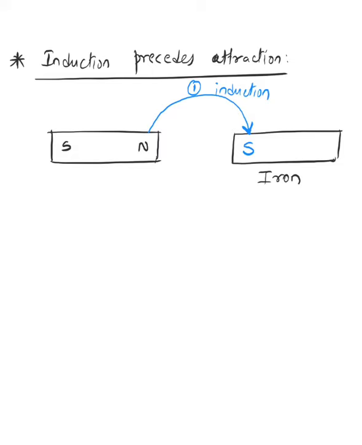Now, once it has turned into a South Pole, the South Pole will get attracted to the North Pole. So that is by attraction. Okay, so that's the difference. That's why they say induction precedes attraction, meaning first induction happens and then attraction happens. If this magnetic induction wouldn't happen, then it is not possible that the attraction would take place. So it's very important. They can ask you to give a reason, or just ask, explain induction precedes attraction.